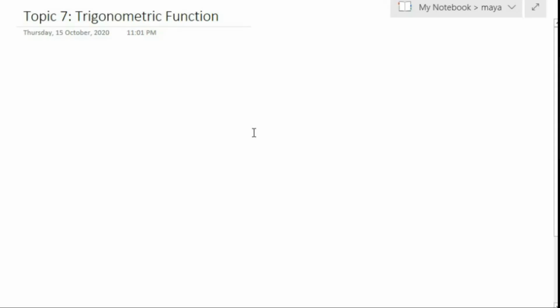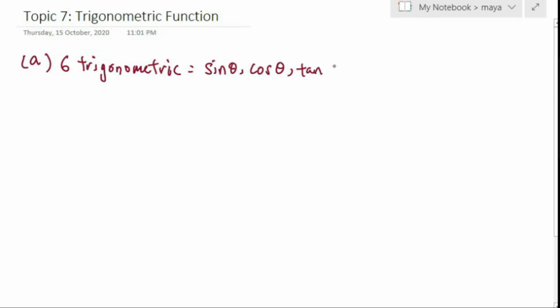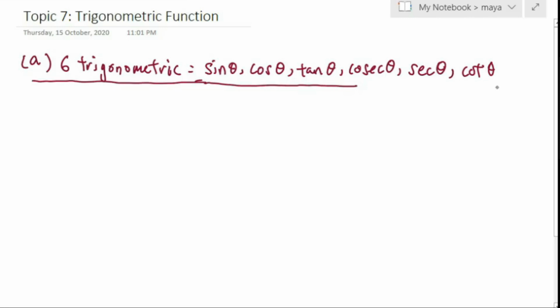So for trigonometric function, first thing for part A. So part A, we have 6 trigonometry that you need to know. What is trigonometry? Means you have to know what is sine theta, what is cos theta, what is tangent, and then what is cosecant, and then what is secant, and cotangent. So this is the first part, introduction to sine, cos, tangent, cosecant, and then cotangent.